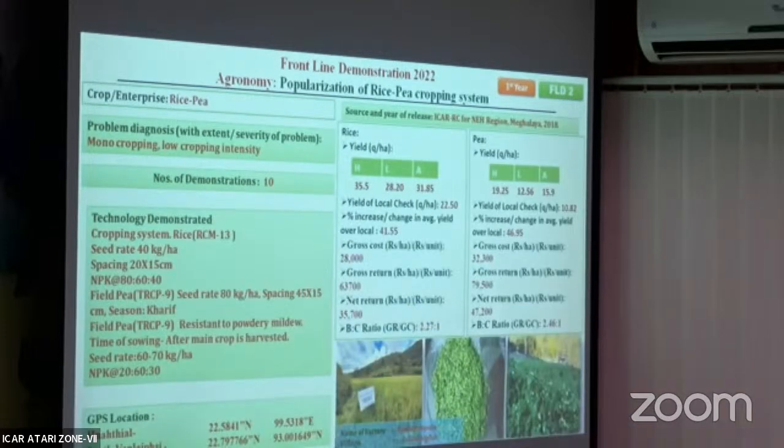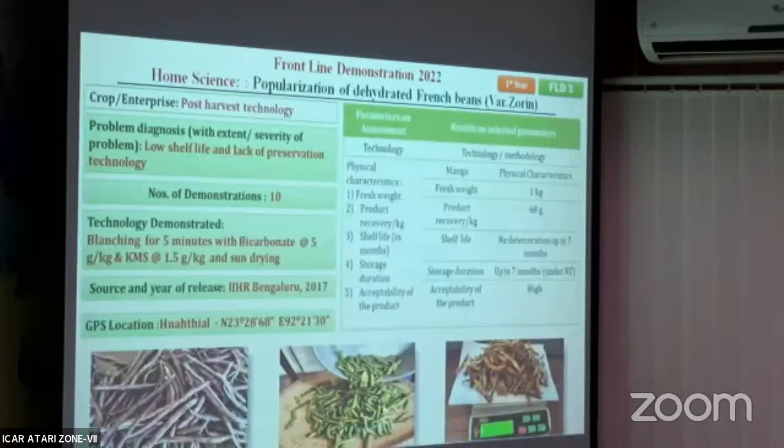And even the second frontline demonstration on agronomy is the popularization of the rice field cropping system. There also we found that there is a greater return, and the farmers really accept this technology. And the second frontline demonstration is the popularization of the dehydrated French bean, which our previous speaker mentioned regarding Zonal-VII. So we find that this dehydrated French bean is also becoming popular in our district.